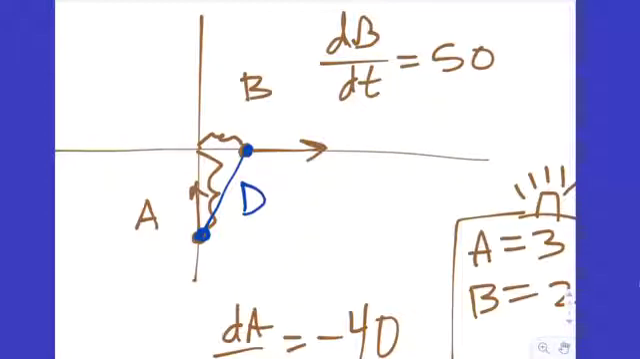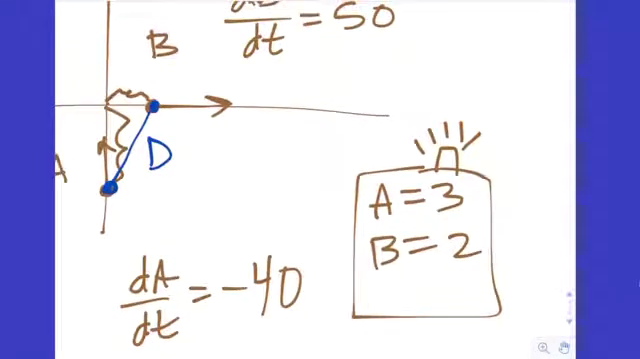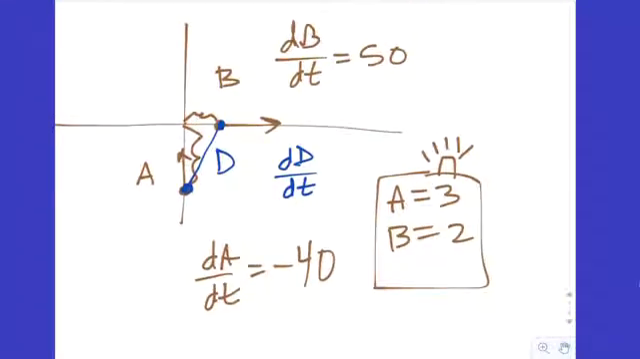Don't use little d because that's the derivative. So our target now is dD/dt. Or you can call it C, dC/dt, whatever you want.